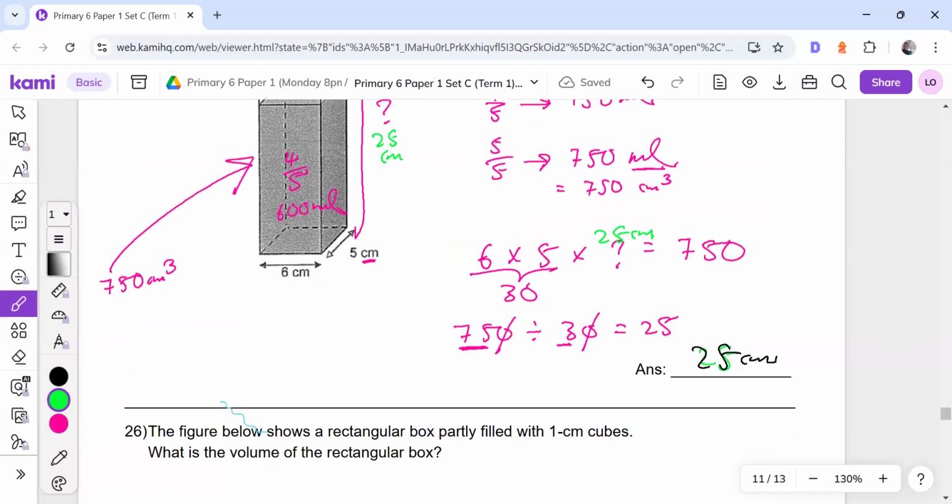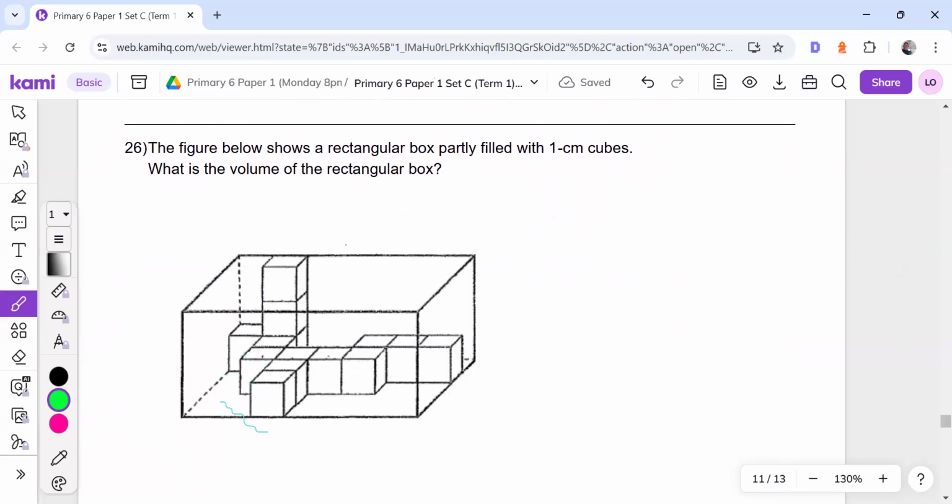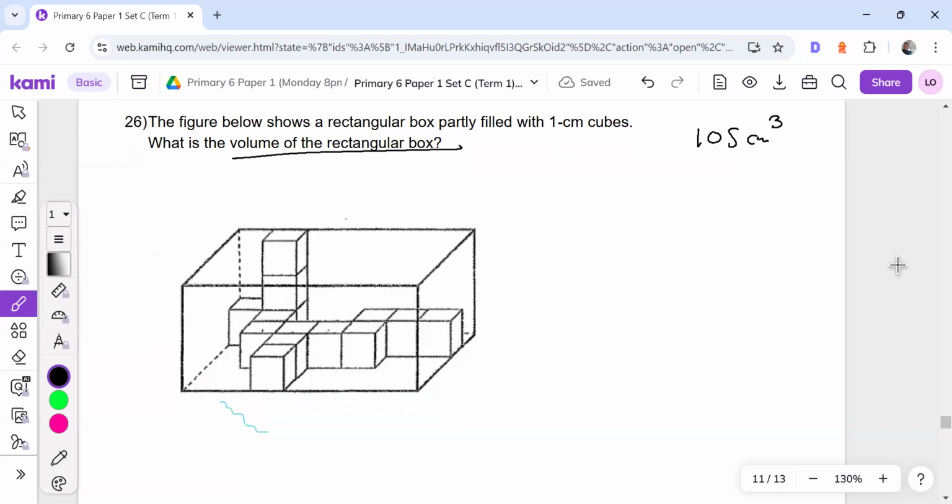Question 26. Okay, this one is easy. The answer will be 105 centimeter cube. Those who get it wrong, maybe you counted the cubes wrongly. So how do you find the volume of the rectangular box? You have to find the total cubes that the box can contain. And how to do that? Look at the length. Count the cubes along the length. 1, 2, 3, 4, 5, 6, 7. Put 7.